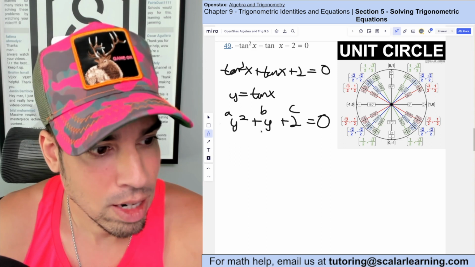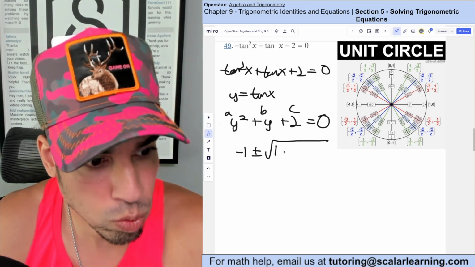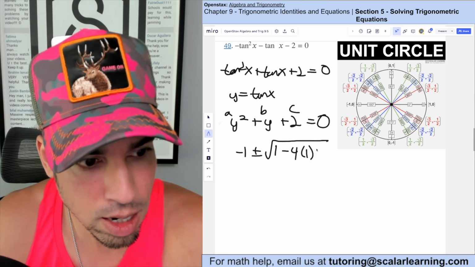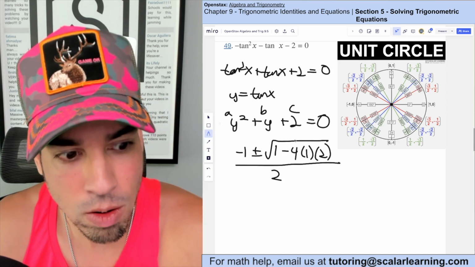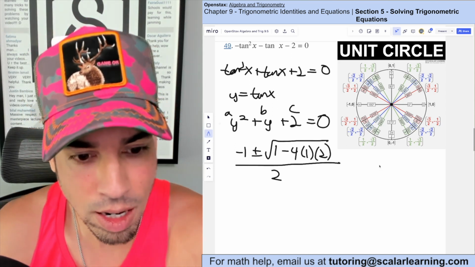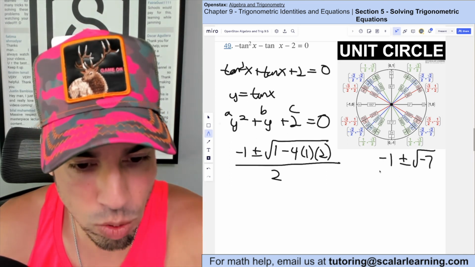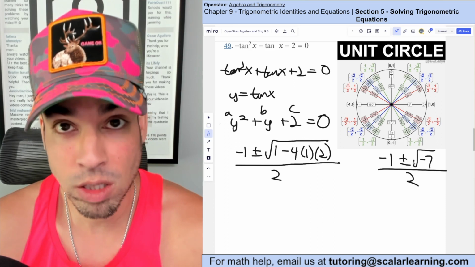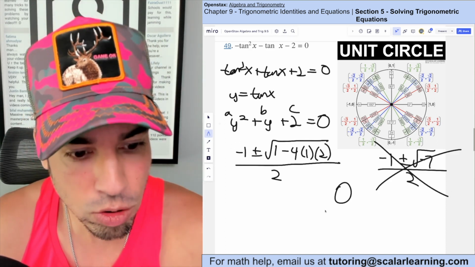So we got negative b, which is -1, plus or minus the square root of b squared, which is 1, minus 4 times a times c, all over 2 times a, which is 2. Now, I have something interesting in here. I have 1 minus 4 times 1 times 2. That's 1 minus 8, which is -7. But the thing is, we can't take a square root of a negative and get a real solution. So this is already out, which means we have no solutions for this one.